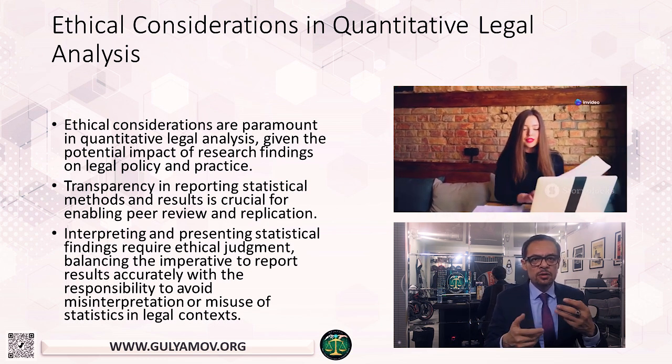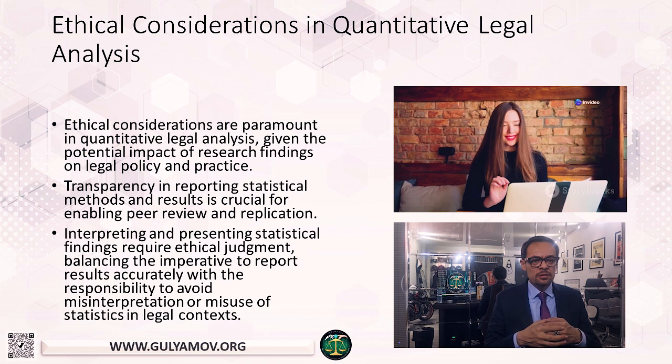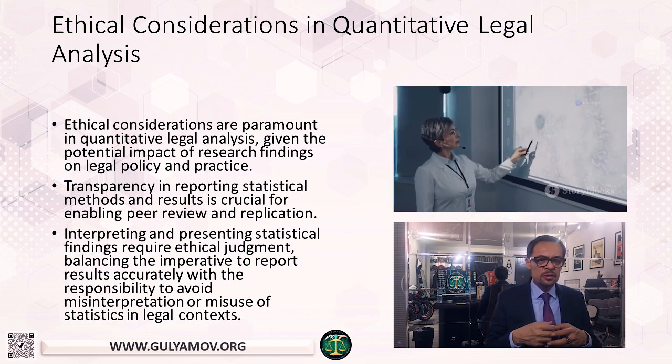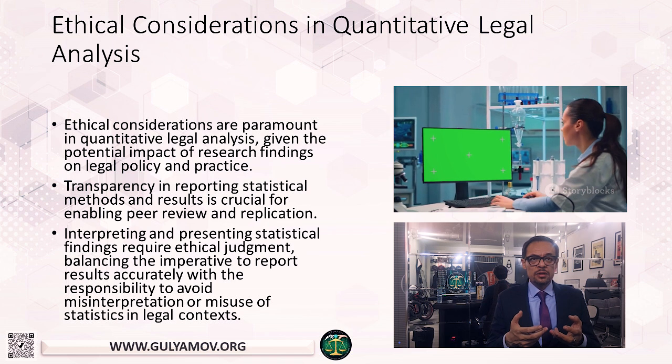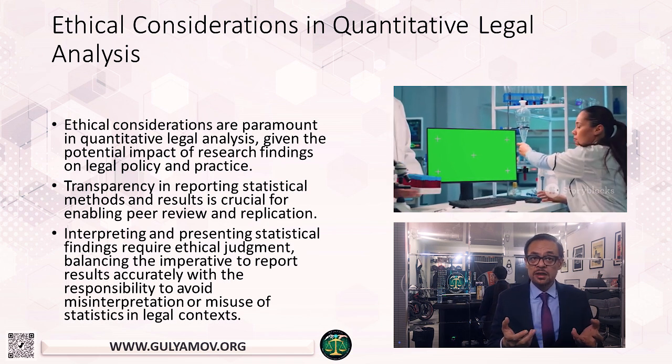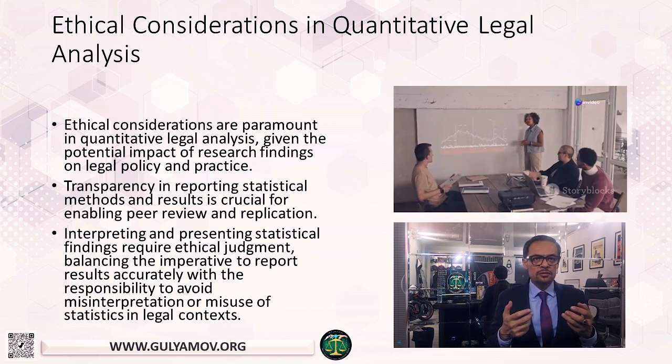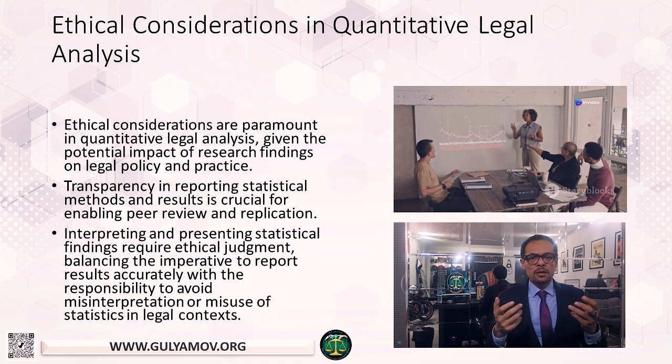Transparency in reporting statistical methods and results is crucial for enabling peer review and replication. Researchers must carefully handle and protect sensitive legal data, ensuring participant anonymity and data security. Strategies for maintaining confidentiality might include data aggregation or the use of pseudonyms.